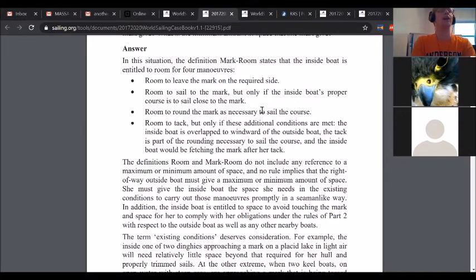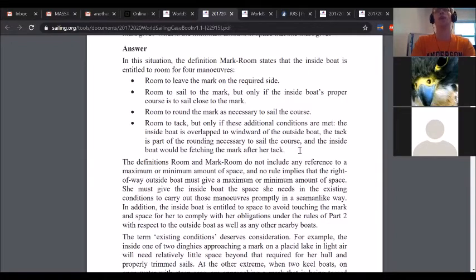Room to round the mark as necessary to sail the course. So again, kind of the same deal there. And room to tack if certain conditions are met. I think we talked through some of this yesterday. The inside boat is overlapped to windward of the outside boat. So if that's a leeward mark, boats are coming around and they're about to go back upwind, and the tack is part of the rounding necessary to sail the course.